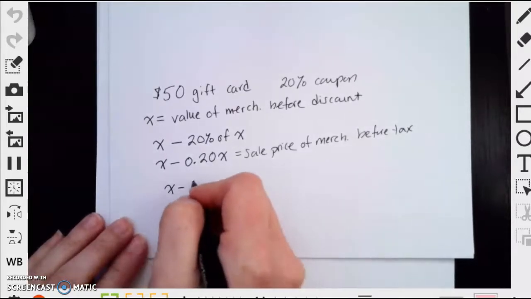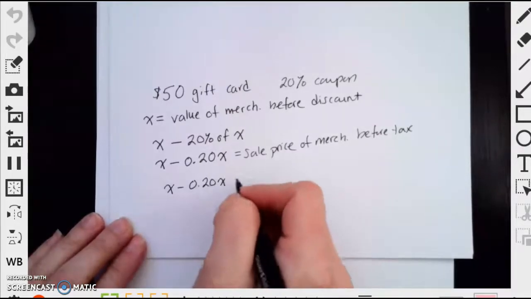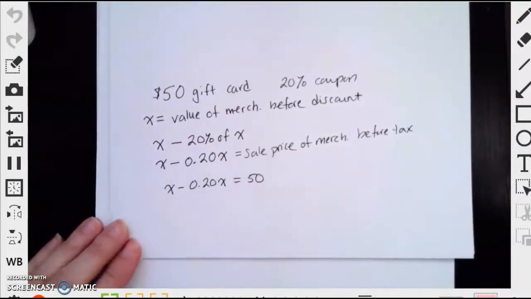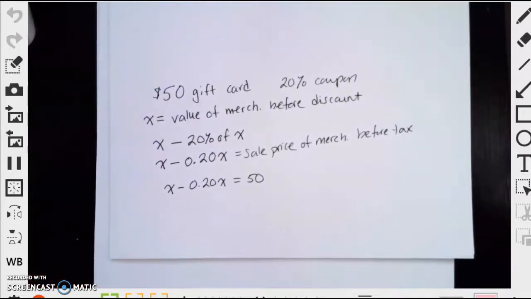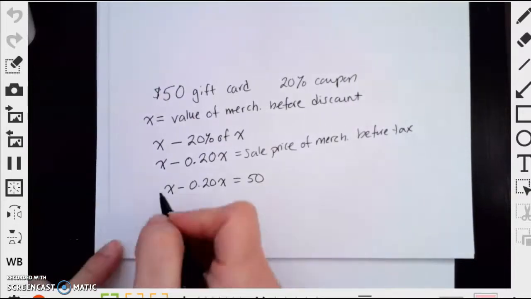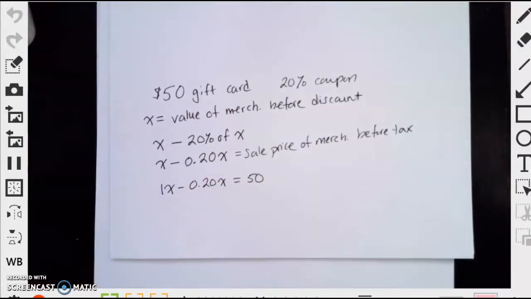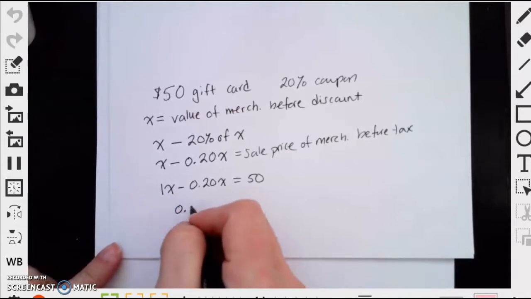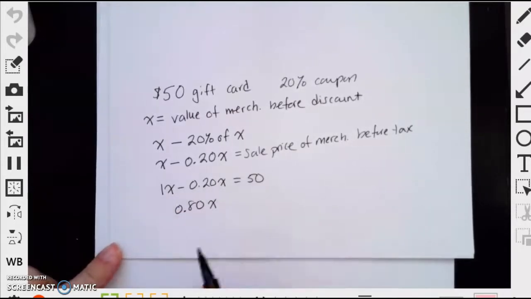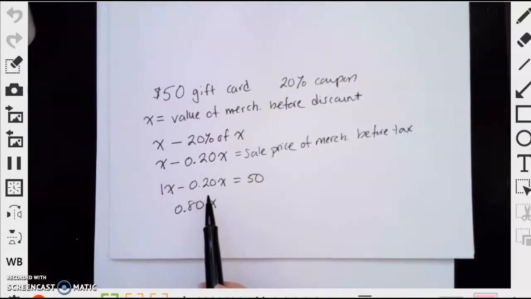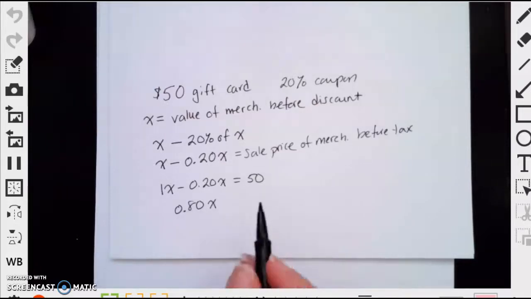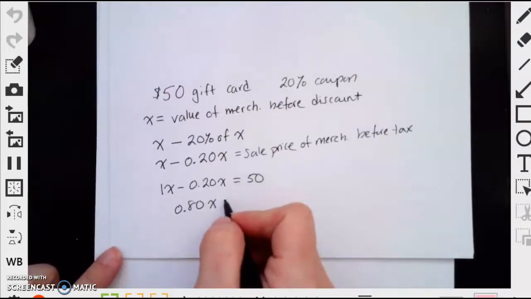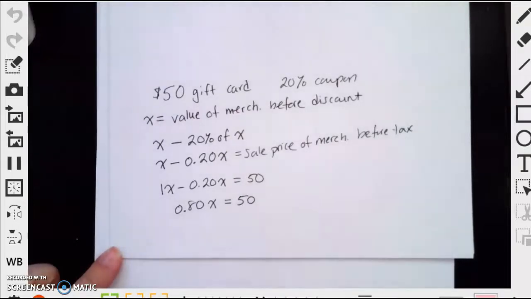So x minus 0.20x equals 50. And then I could go ahead and solve this equation. I do have two like terms that can be combined on the left-hand side. Think about the coefficient 1 here, 1x minus 0.20x. 1 minus 0.2 would be 0.8 or 0.80. You could also think about this as if you're taking 20% off the total, you're paying 80% of the cost, which is really what this expression means. So I want 80% of the total merchandise to be equal to $50.